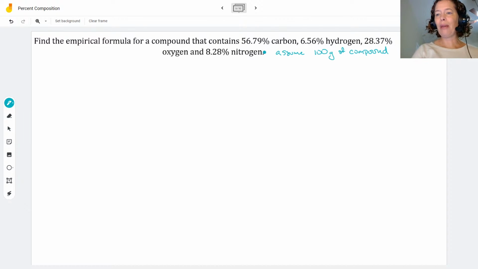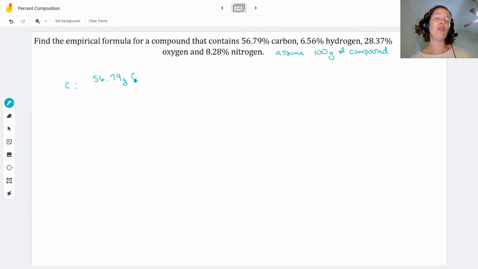I'll show you what I mean by this. We're going to take our calculation for carbon first. So if my compound is 56.79% carbon and I have 100 grams, that means that I have 56.79 grams of carbon.